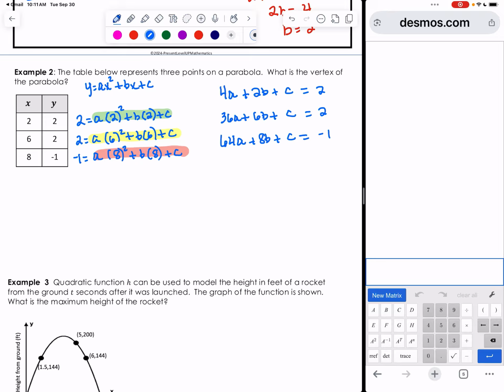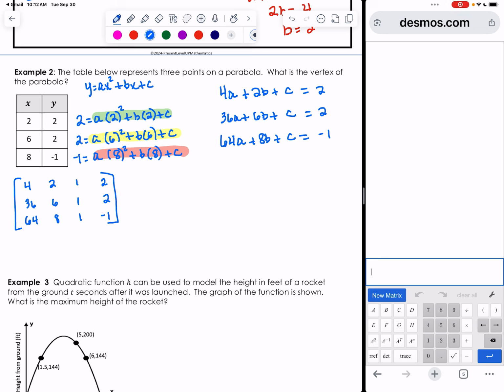So what I'm going to do to solve this system using Desmos is first make a matrix out of this system. So my matrix would look like this. In a matrix, we just use our coefficients, 4, 2, 1, and that's equal to 2. And then 36, 6, 1, that's also equal to 2. And then 64, 8, 1, and that's equal to -1. So that forms our matrix.